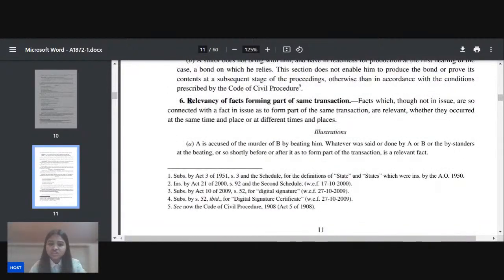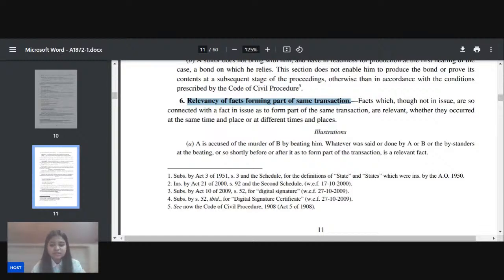Now coming to section 6, which is very important, relevancy of facts forming part of same transaction. See section 6. Now you have to read section 6 very well because it relates to the doctrine of, which doctrine? Can anyone tell me? Section 6 relates to which doctrine? Write in the comment box, please. Section 6 relates to res gestae.